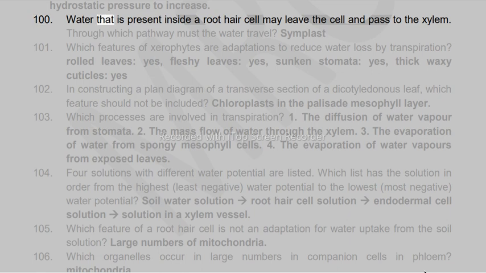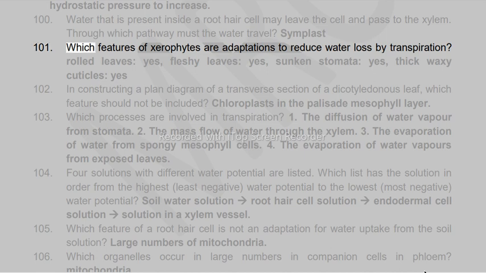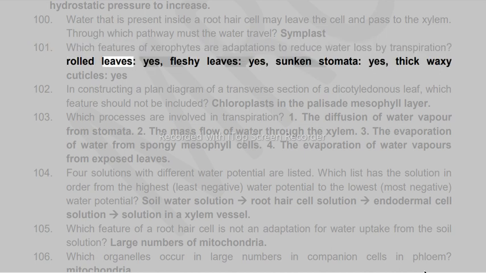100. Water that is present inside a root hair cell may leave the cell and pass to the xylem. Through which pathway must the water travel? Symplast. 101. Which features of xerophytes are adaptations to reduce water loss by transpiration? Rolled leaves, yes. Fleshy leaves, yes. Sunken stomata, yes. Thick waxy cuticles, yes.